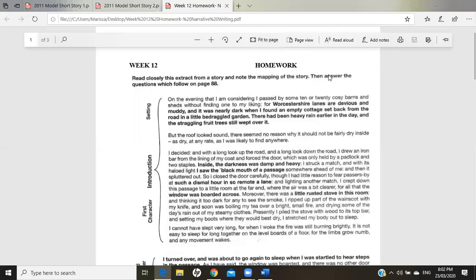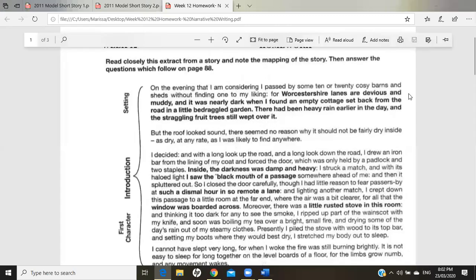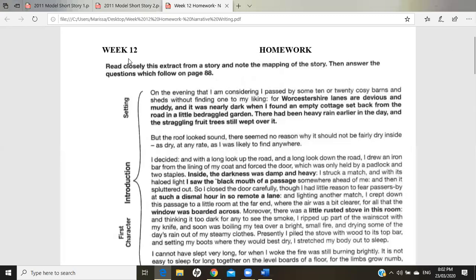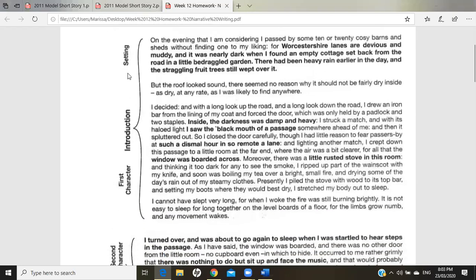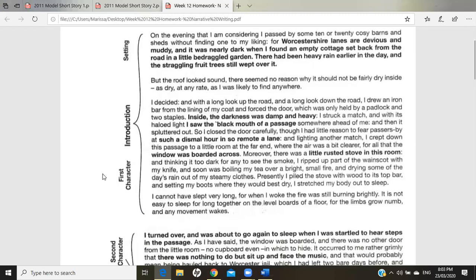The reason why I chose this particular story is because I like how it is mapped out here, so you can see what goes where in the story. So it says read closely the extract from the story and see the map of the story, and then you have to answer questions. So this is a nice pattern for you all to follow in terms of what goes in the first paragraph and second paragraph. So you notice in the first paragraph, they said this is the setting. Then they said, okay, the introduction, and then they introduced the first character. So you can see that in the first two paragraphs, you could describe the setting and introduce the first character.